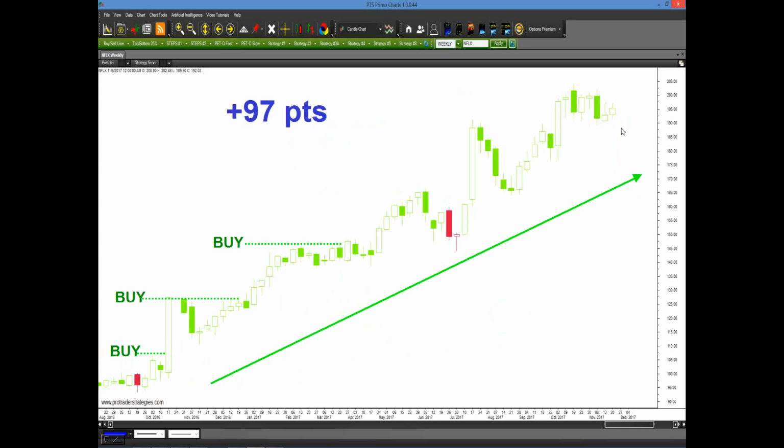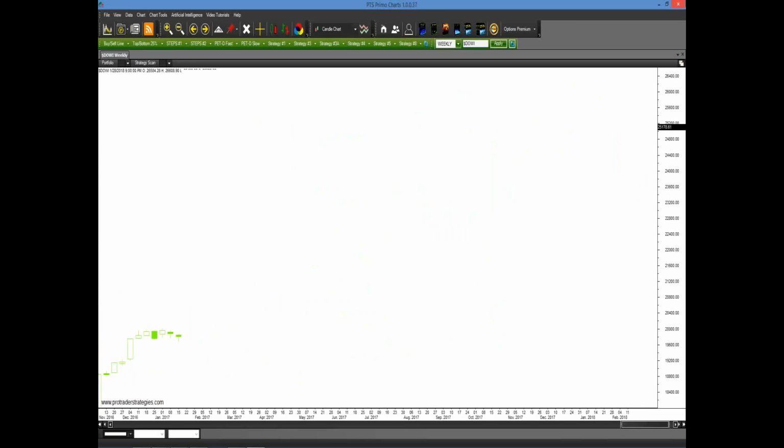Once again, if you miss that entry, lots more along the way. Now, here's a weekly chart of the Dow Jones Industrial Average. So you could use this as a market directional tool. You don't have to trade this if you don't want to. Remember, we're not here to tell you how to trade. We're just giving you the tools and techniques to help you trade.